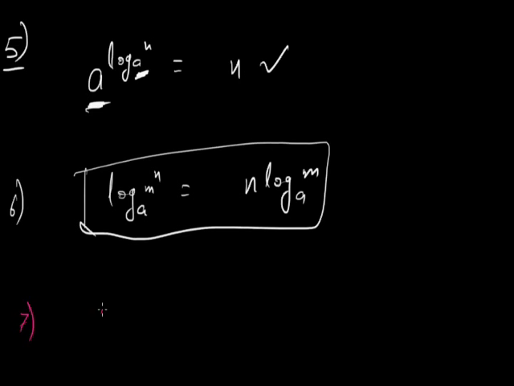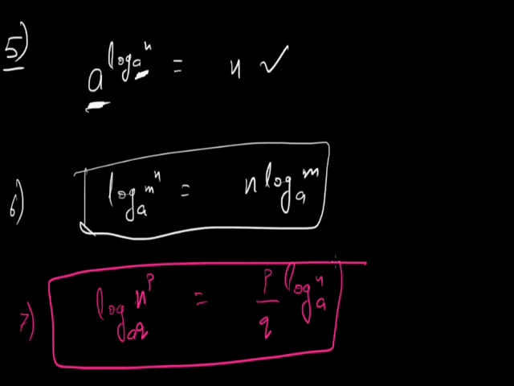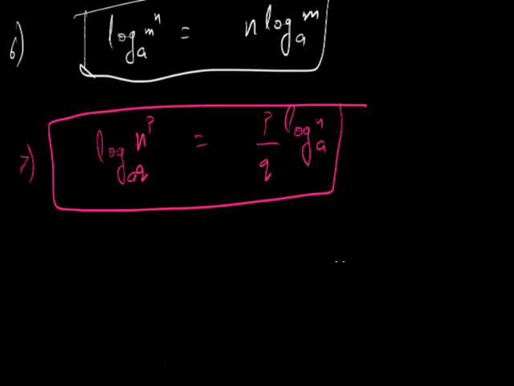And the seventh important thing is log of n raised to power p, to the base a raised to power q, is equal to p by q log of n to the base a. This is again very important. So these are the basic fundamentals of the logarithm. There is one more important formula you need to remember. This is a very good formula.